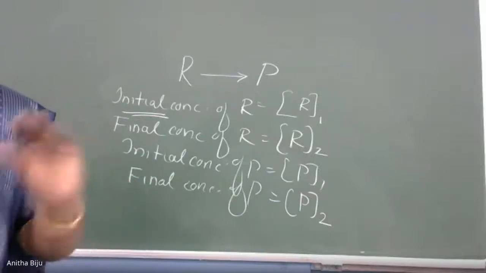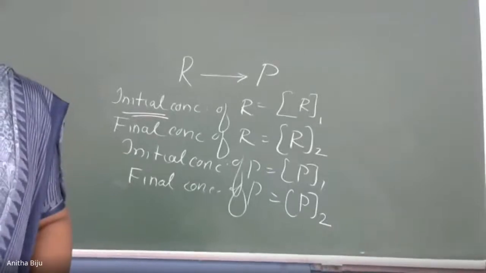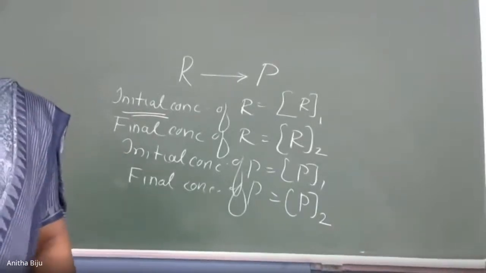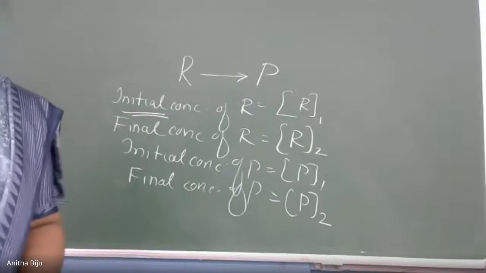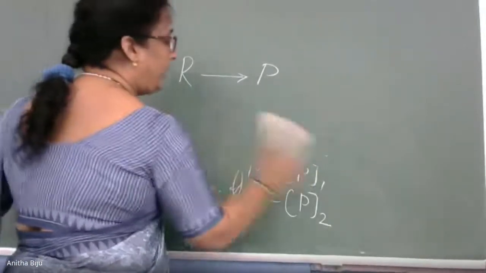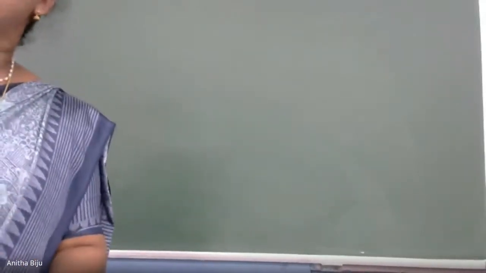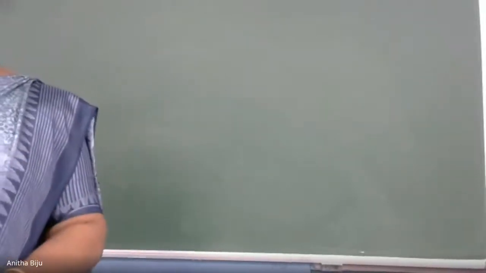Generally, the change in concentration of reactants or products with respect to time is called the rate of a chemical reaction. Okay, now let us focus on how we can express the rate of a chemical reaction. We can express it either in terms of reactants or in terms of products.